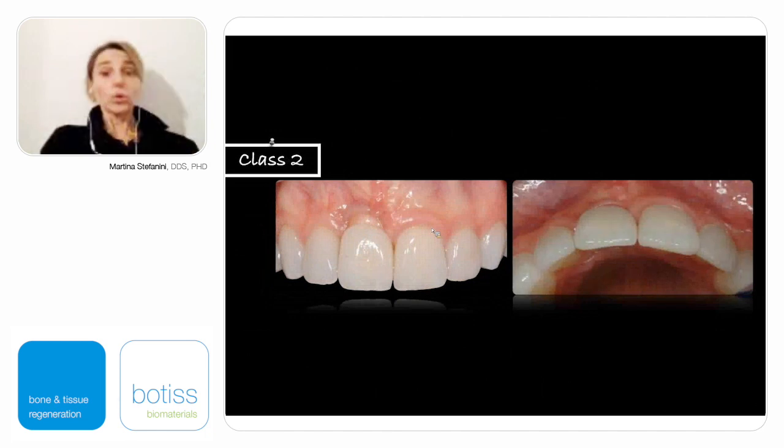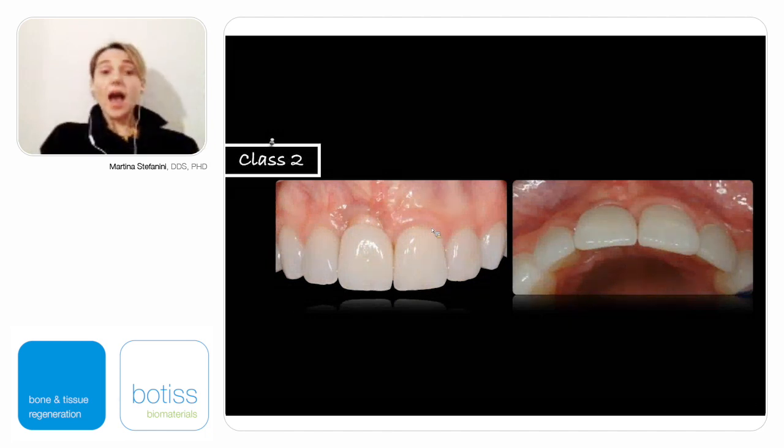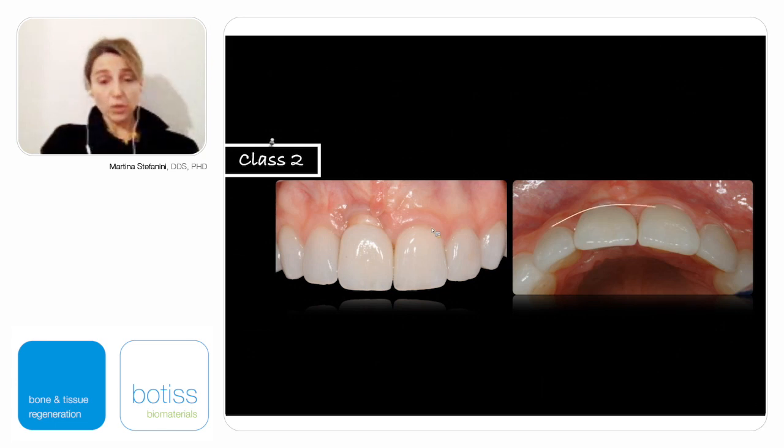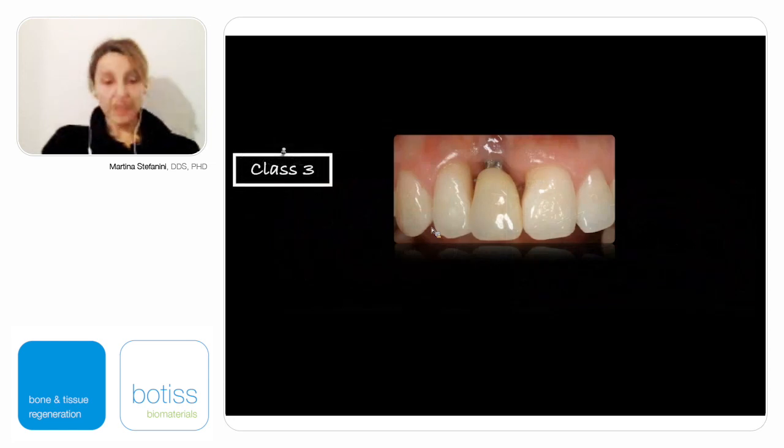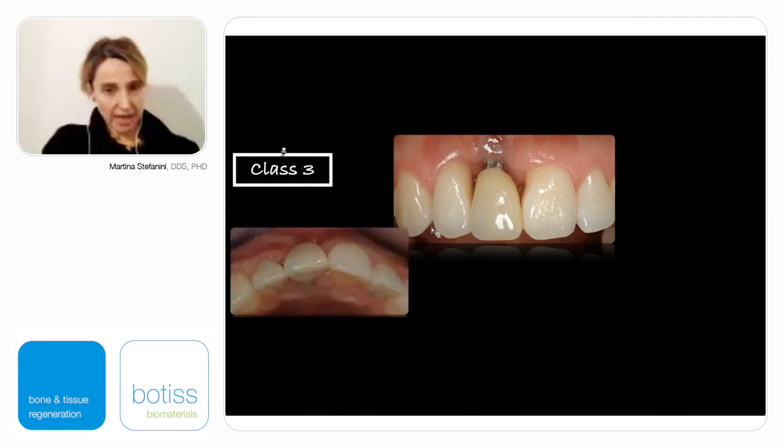In class 2, we have an apical shift of the gingival margin with respect to the adjacent tissue, but if we look at the crown of the implant, it is inside the imaginary line that connects the tissue on the adjacent teeth. In class 3, soft tissue dehiscence, we have a soft tissue dehiscence, meaning an apical position of the gingival margin with respect to the ideal position.